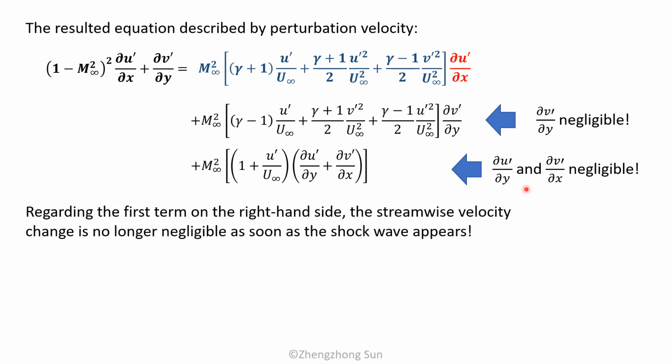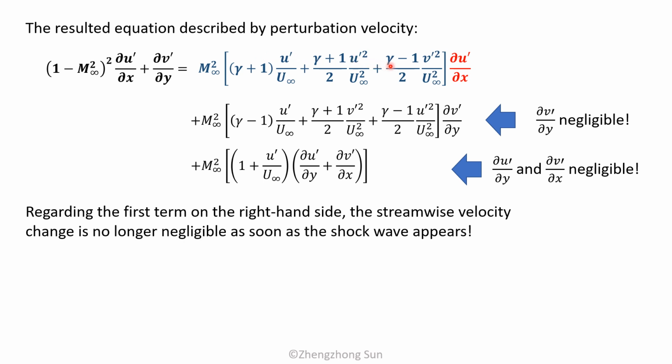Okay, so now let's move to the most important one, that first term. Regarding the first term on the right-hand side, the streamwise velocity change is no longer negligible. Why is it no longer negligible? As soon as the shockwave appears. Why on the right-hand side is the first term not negligible? This is because, partial u prime partial x, I highlighted these words. For the rest in the bracket, we have u prime over u infinity, so it has a magnitude far less than 1. And it's the same for v prime divided by u infinity. It's also a very small number. u prime v prime divided by u infinity squared is also far smaller.